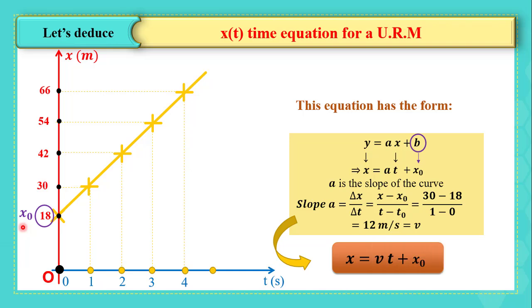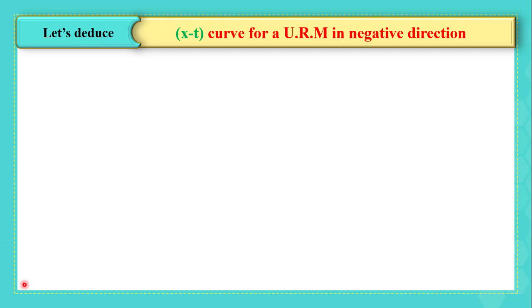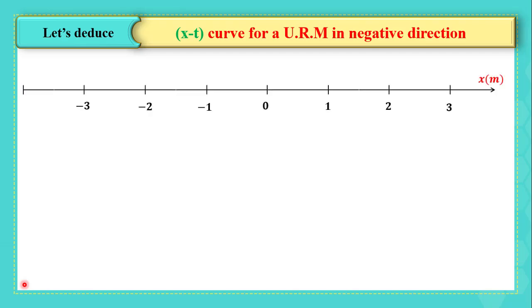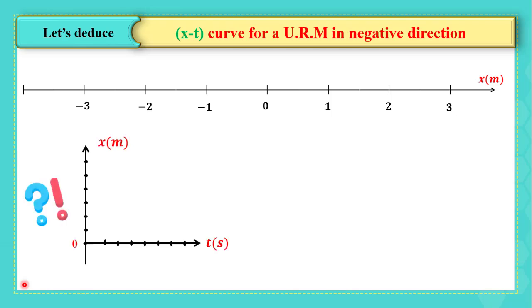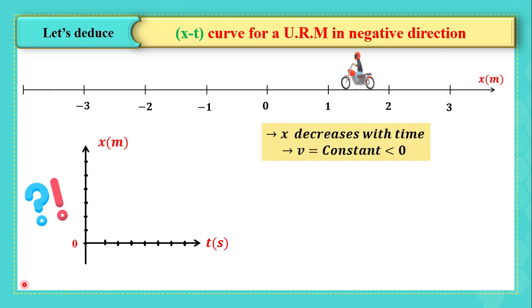Note that the previous equation is a special case of this equation, which corresponds to the case where x0 is equal to 0. In the previous two cases, the object was moving in the positive direction, then v is positive, which means that the slope of the curve is positive, and that's why we obtained an increasing straight line of positive slope. What about the shape of the curve when the object moves in the negative direction?